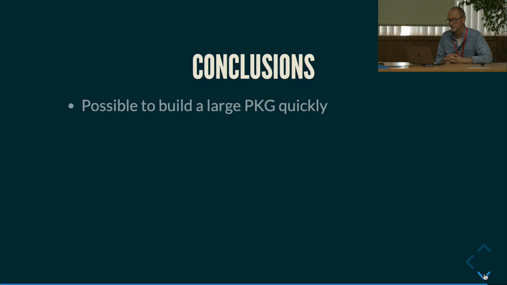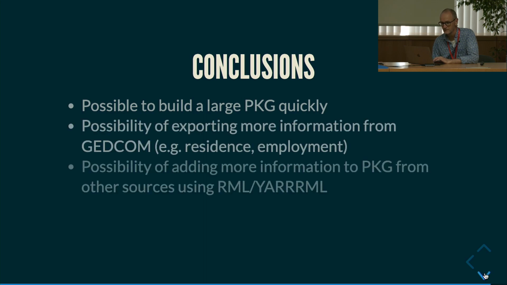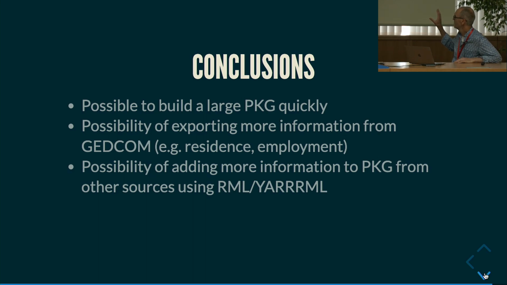So, conclusions of this piece of work. Well, first of all, I would say it's possible to build a substantial personal knowledge graph quite quickly in this way. When I ran this across my own family tree, which fortunately my mum put together some years ago, so lots of detail in there, it created over 5,000 triples, which would have taken me months to do on my own by hand.